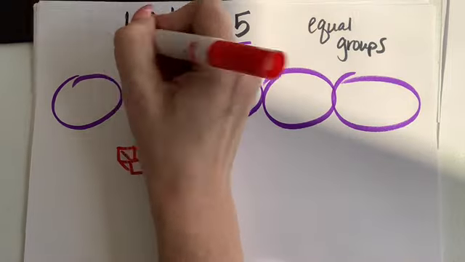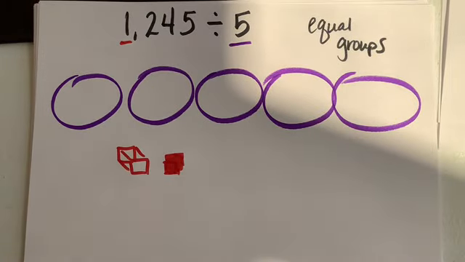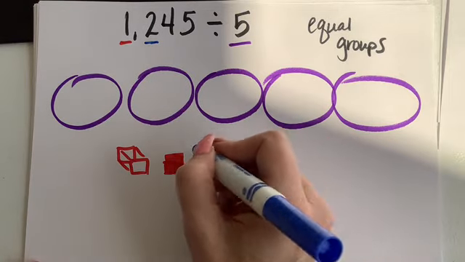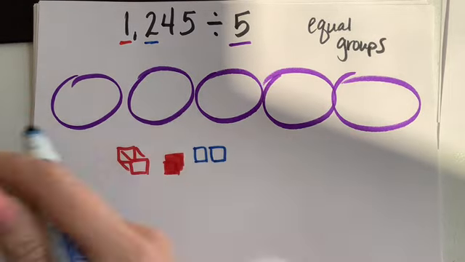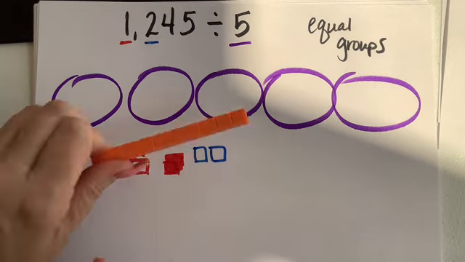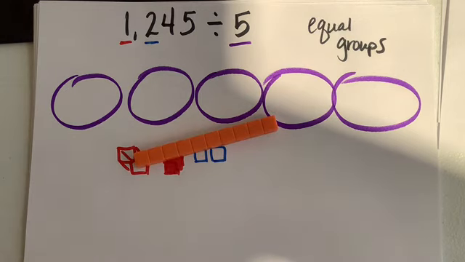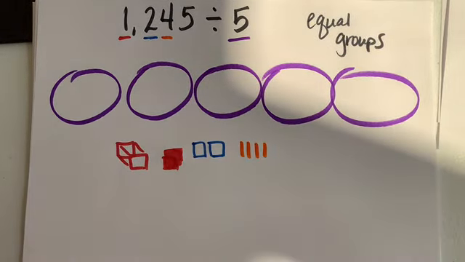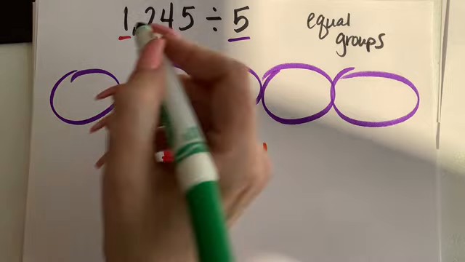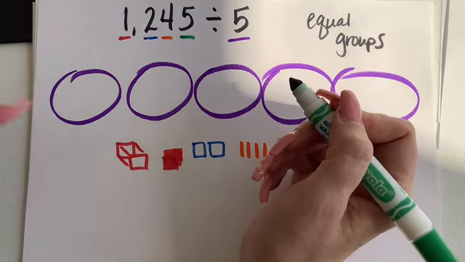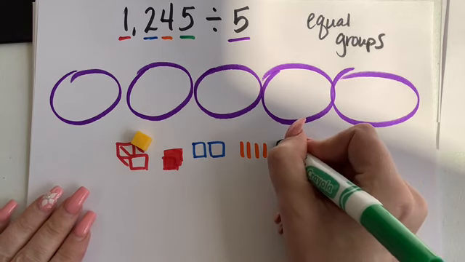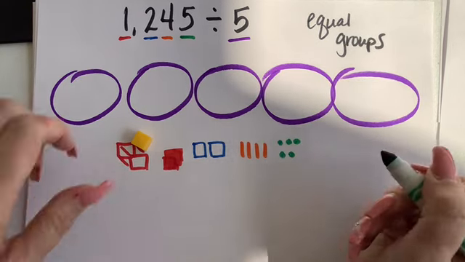So I have 1,000. How many hundreds do I have? I have 2 hundreds. How many tens? 4 tens. And we're going to reuse green for our ones because it's hard to see yellow. And how many ones do we have? We have 1, 2, 3, 4, and 5.